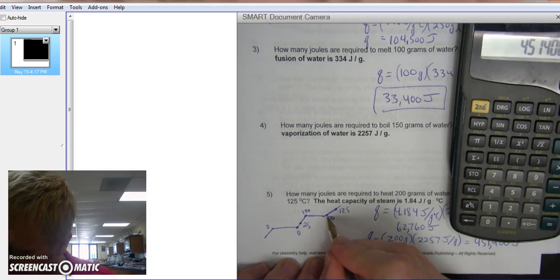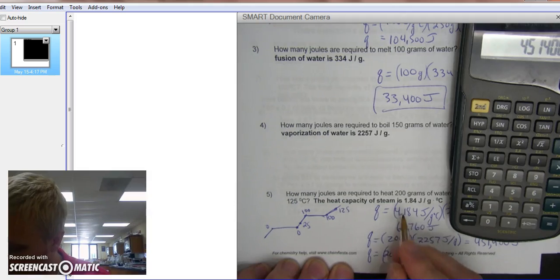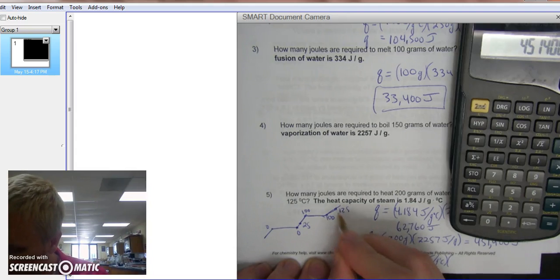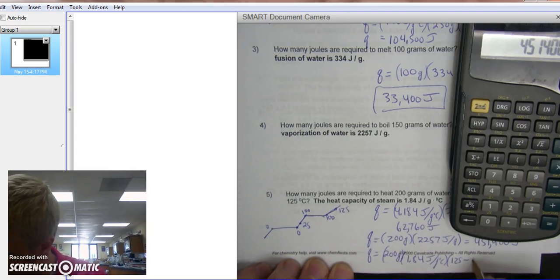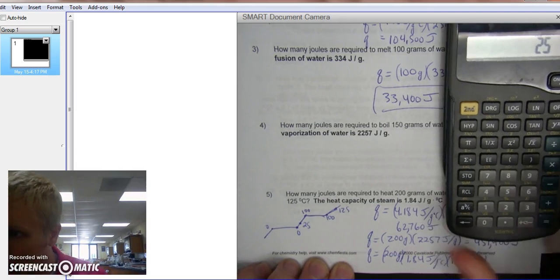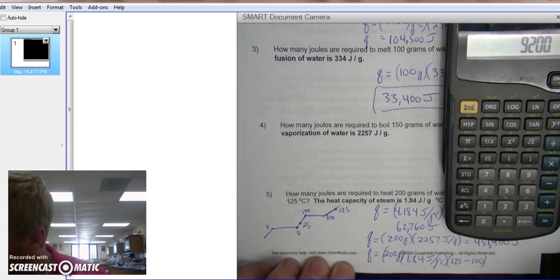Alright, almost done. We have this third one, 100 to 125. That's it. That's a specific heat equation. So that's Q equals our mass of 200 grams times our specific heat of a gas. It's not 4.18, it's 1.84 this time. That's the specific heat of a gas. And we're multiplying it by 125 final minus 100 initial, which is 25. So we'll do 25 times 1.84 times 200. That gives me 9,200 joules.